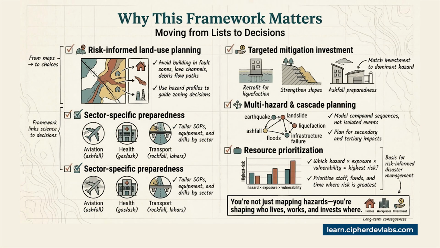So, why does this taxonomy matter for you? Why spend time separating earth movement, mass movement, and volcanic hazards into these detailed categories? Because each one interacts differently with vulnerability, exposure, and capacity.